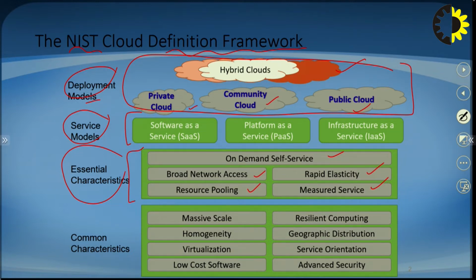Next, at the bottom of the essential characteristics, there are some common characteristics, common in the sense general characteristics. What are they? Massive scale, resilient computing, homogeneity, geographic distribution, virtualization, service orientation, low cost software, and advanced security. So there are 8 general or common characteristics, and 5 essential characteristics. Let us see at a glance the meaning of these layers.